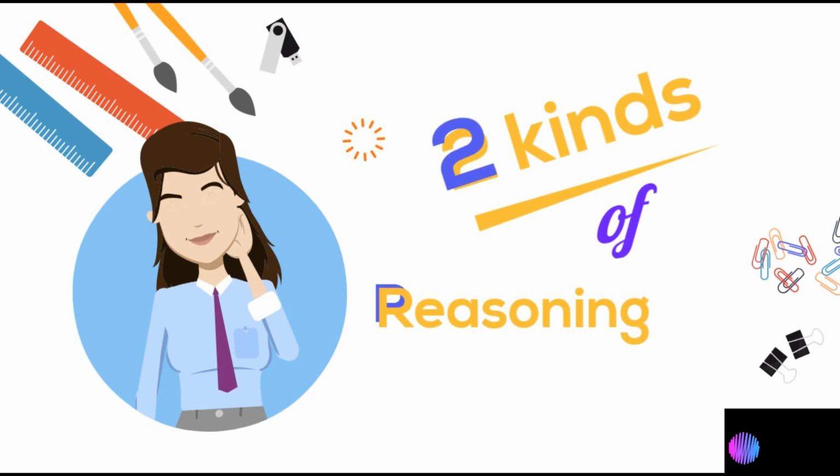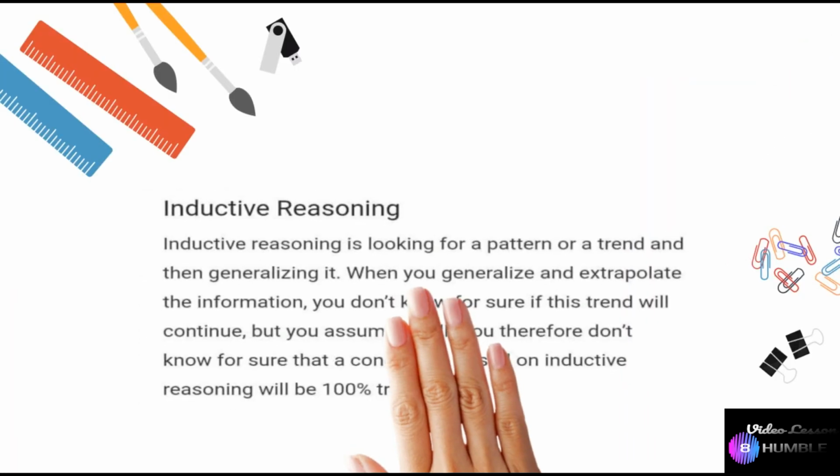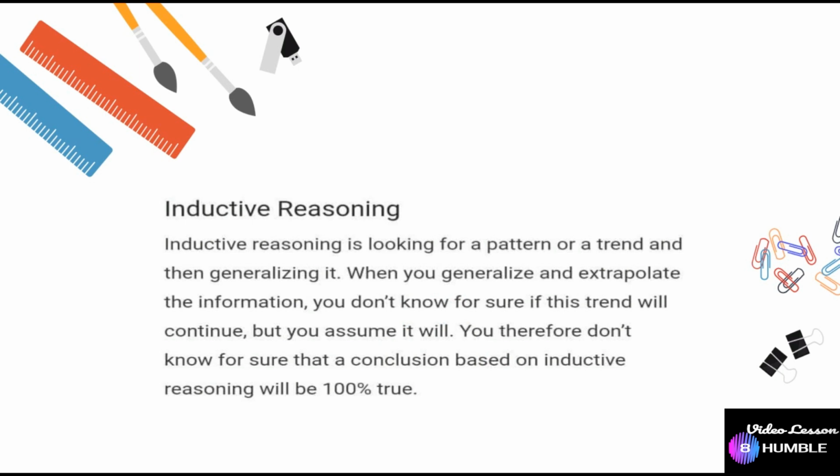Two kinds of reasoning. Inductive reasoning. Inductive reasoning is looking for a pattern or trend and then generalizing it. When you generalize and extrapolate the information, you don't know for sure if this trend will continue, but you assume it will. You, therefore, don't know for sure that a conclusion based on inductive reasoning will be 100% true.